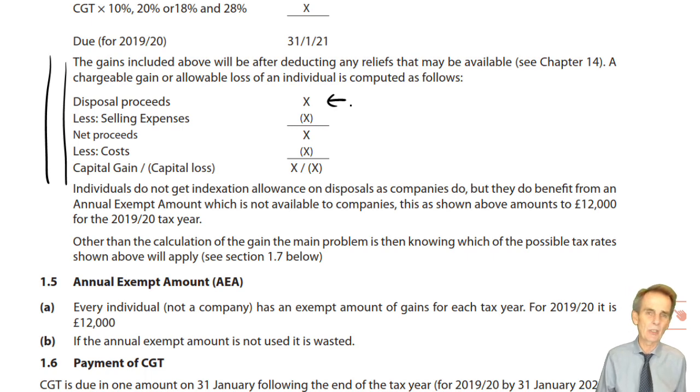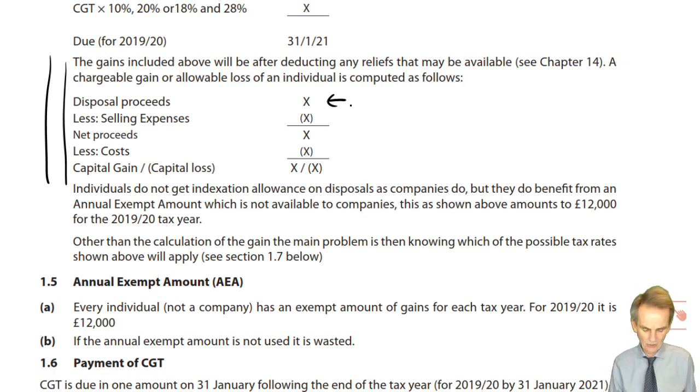In those circumstances, there may not be any or indeed sufficient sale proceeds. So how do you go about calculating a gain? Don't worry, it's a very simple exercise. The question will tell you the market value of that asset. But disposal proceeds should, in the vast majority of circumstances, be your sales proceeds.